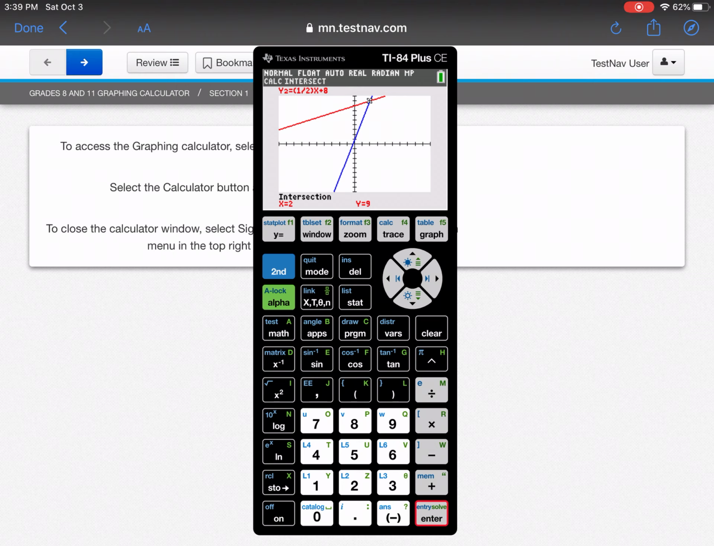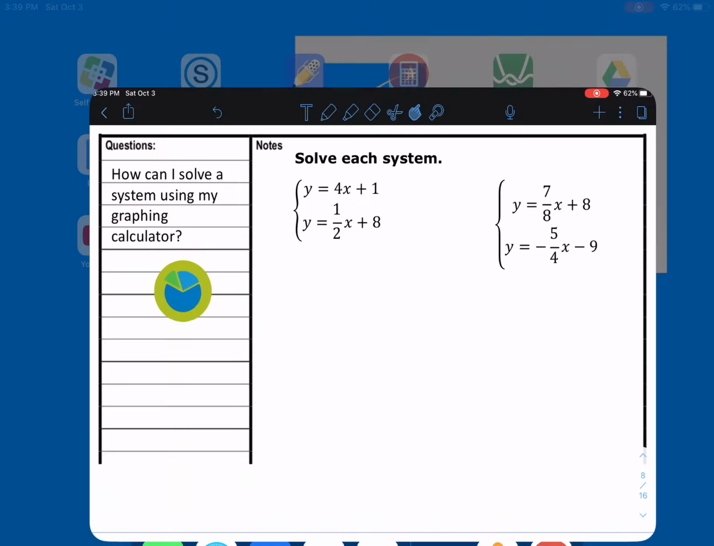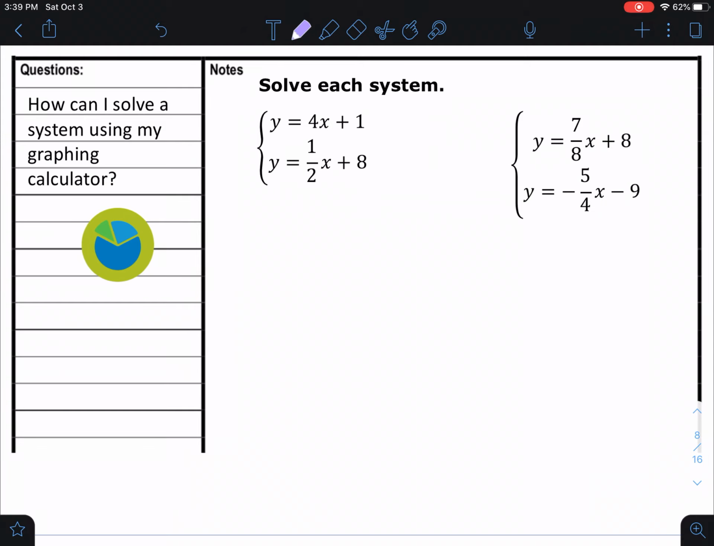And at this point, it should say at the bottom of the screen, intersection, and give you where those 2 lines cross. So the point that they both have in common is the point 2, 9. So 2, 9, and we are going to write that on our paper here. It needs to be written as an ordered pair. So you're going to go in parentheses 2, 9. And there we go.